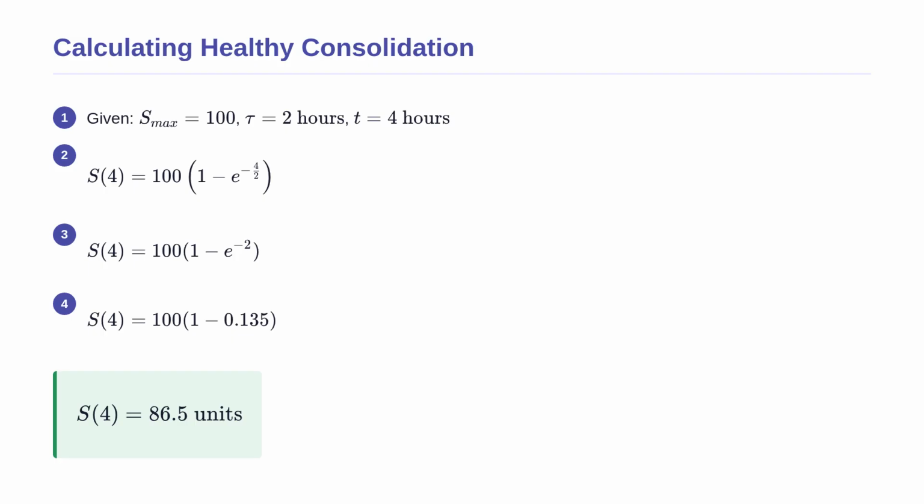We substitute 100 for S_max, 4 for time t, and 2 for tau. The exponent simplifies to -2. The value of e to the -2 is approximately 0.135, which represents the fragile, unconsolidated portion. Subtracting this from 1 gives us the consolidated proportion. Multiplying by 100, we get a final answer of 86.5 units. Physically, this means 86.5% of the information is safely stored.